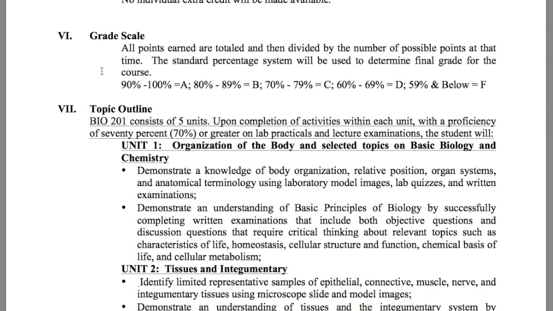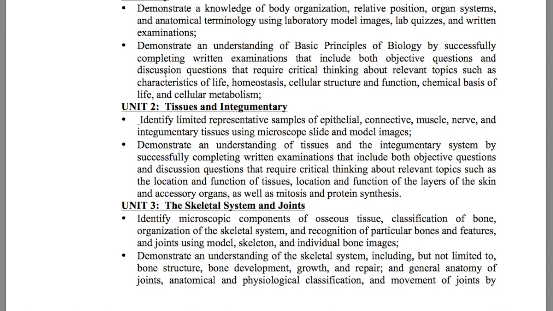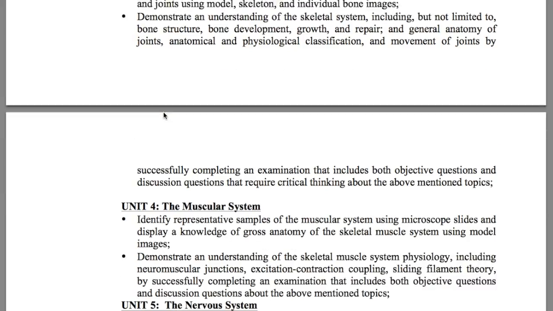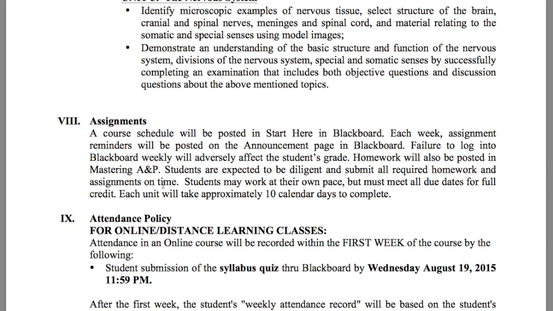This is my grade scale. It's your typical 90, 80, 70, 60 grade scale. This covers what we're going to cover in your course. There's 5 units. The first unit is Introduction to the Body with chemistry and cell biology. The second unit is about the tissues and the skin. The third unit is on the bones. The fourth unit is on the muscles. The fifth unit is on the nervous system.